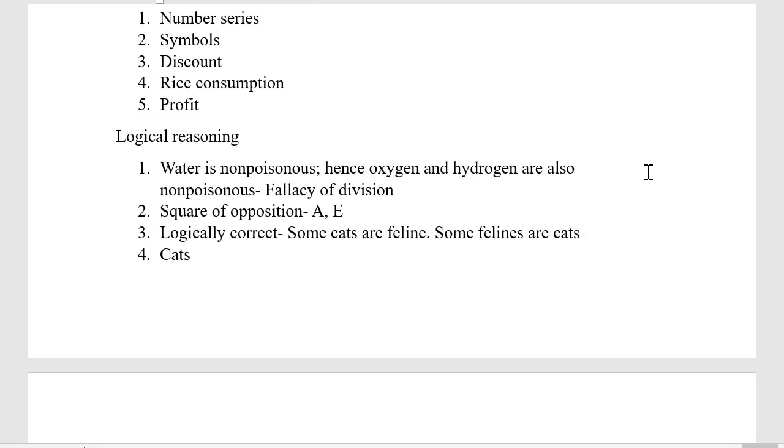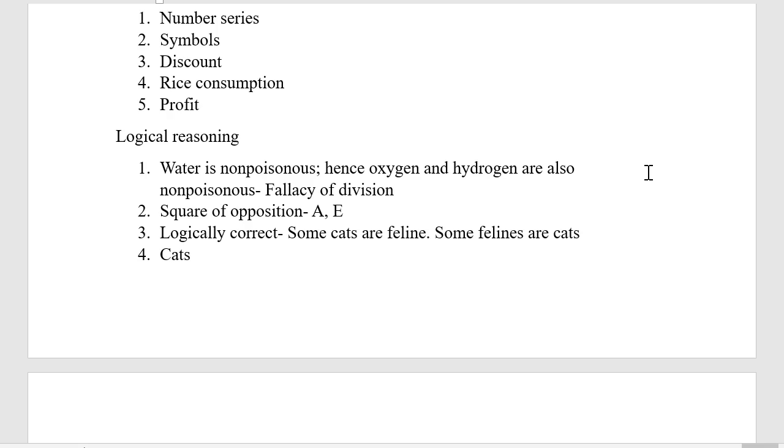From the logical reasoning section, one question was like this: if water is non-poisonous, hence oxygen and hydrogen are also non-poisonous. Find out the fallacy. Among the options, there were fallacy of division, equivocation, hasty generalization, etc. The correct answer is fallacy of division.